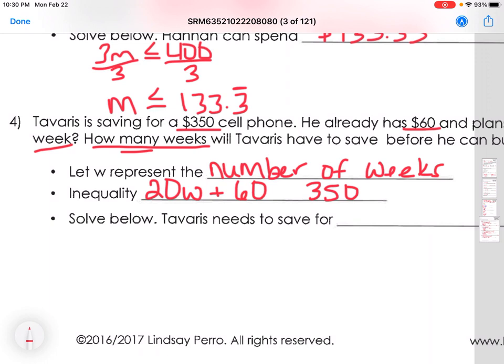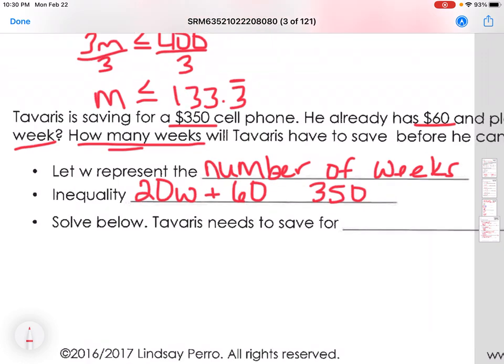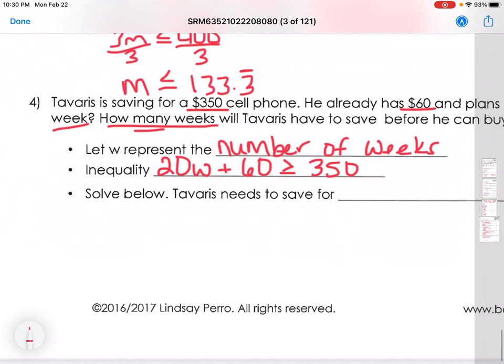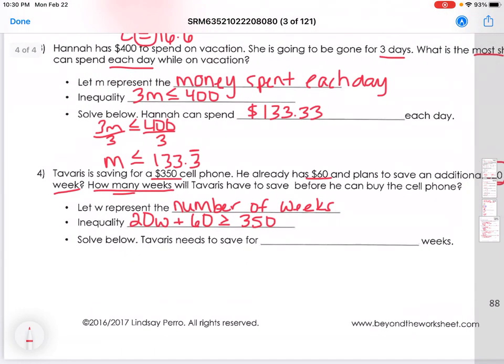So to purchase the cell phone, could I save an amount that's less than $350? No, I have to have at least $350. So the amount that I save has to be greater than or equal to $350. So now we can solve it. So 20 times W plus 60 is greater than or equal to 350. So I can subtract 60 from each side. So that gives me 20 times W is greater than or equal to $290.